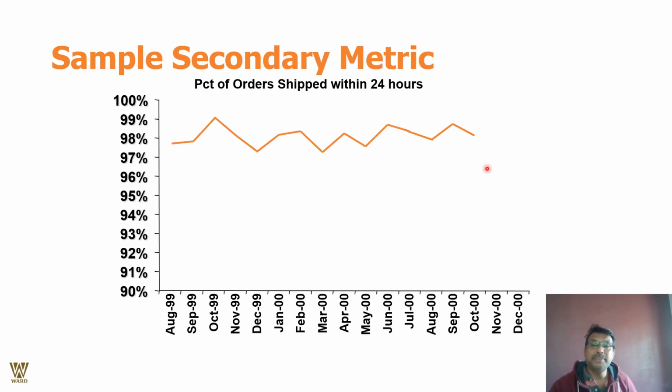The sample of the secondary metric is again something simple and identical, but here probably you are not coming with a baseline or the actual. This is an actual performance. Probably you're not coming with the objectives. So, percentage of orders shipped within 24 hours.